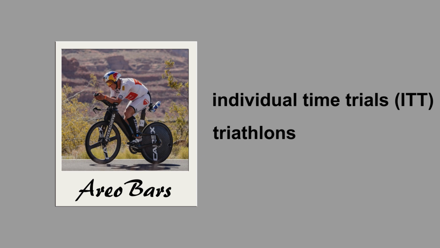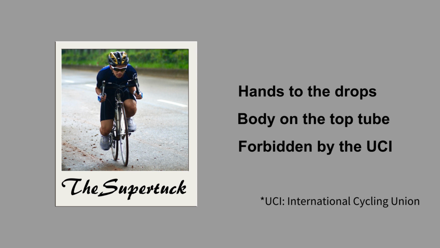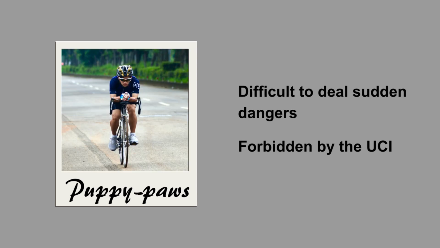Aero bars is common in individual time trials, which is ITT, and triathlons. Next, there are some postures that are super aero but are forbidden by the UCI due to safety. First is the super tuck. The super tuck is to put your hands on the drops and move your body onto the top tube. It looks weird but it's pretty fast. Second one is the puppy pose. It is the same as the aero bars, but there are no aero bars on the handlebars. It's dangerous because the area that you contact the bike is pretty small, and it's tough to control while you are facing an emergency situation.